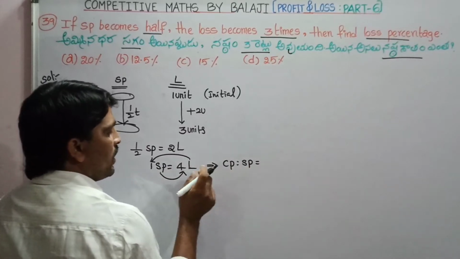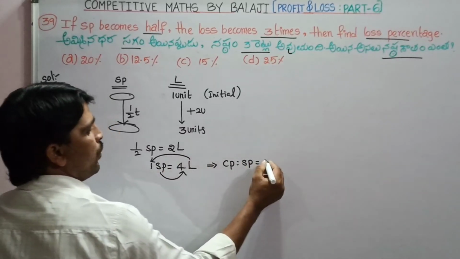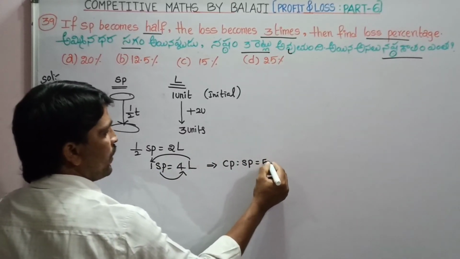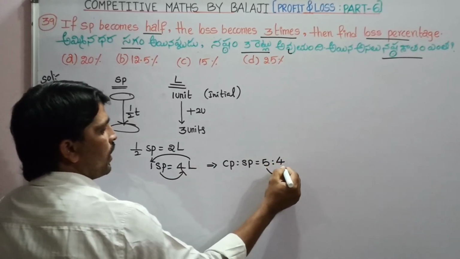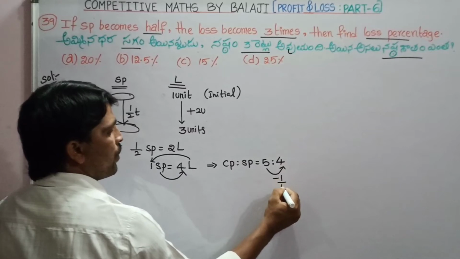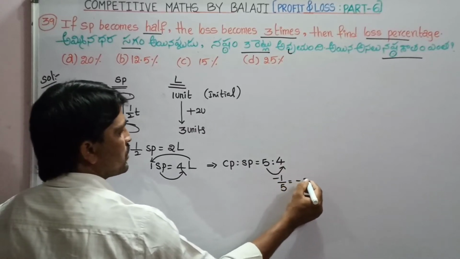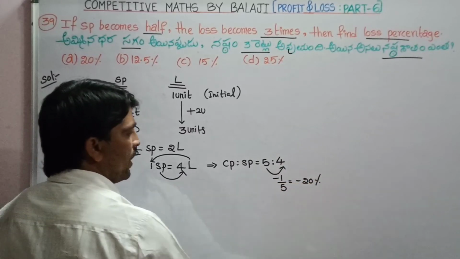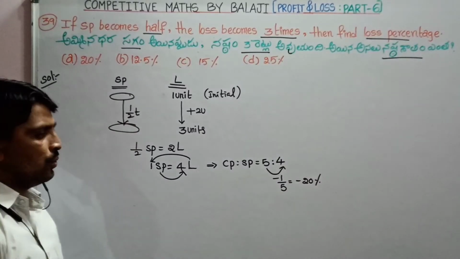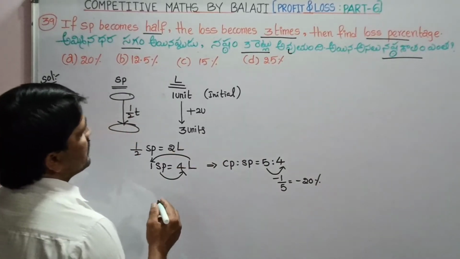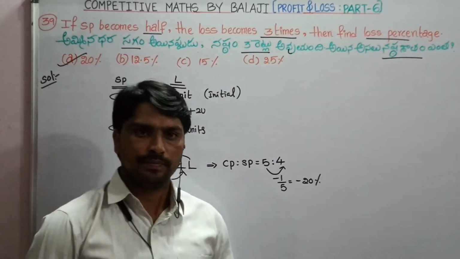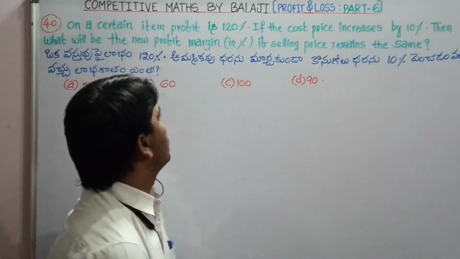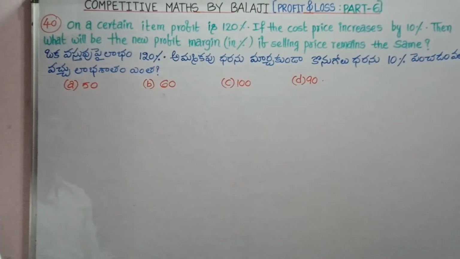So SP is 4 units, loss is 1 unit. Then CP must be SP plus loss, 1 plus 4, that is 5 units, and SP is 4 units. Clearly, there is a 1 unit loss over 5. So loss is 20%, as the 1 by 5 fraction value is equal to 20%. So answer is A. Loss is 20%. Next question, question number 40.